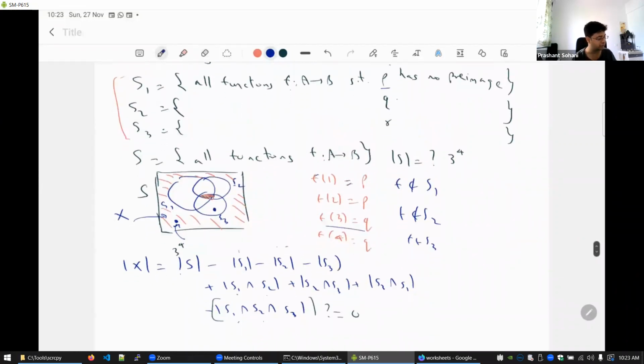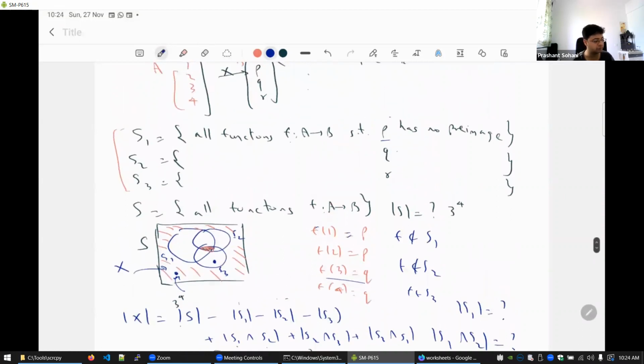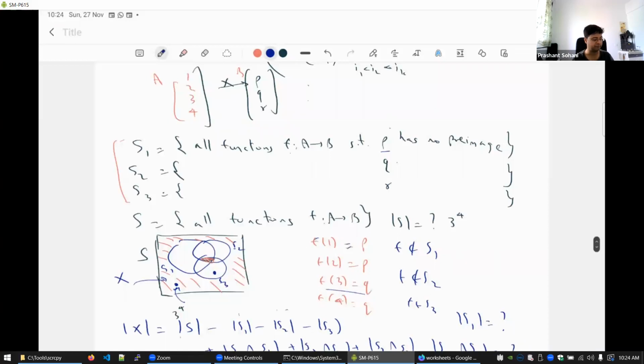Okay, so now the only thing left is we have to count S1 and count S1 intersection S2. Let us first try to count S1. S1 means the only condition on the function is that we should not use the point P. So how many elements will S1 have? Q or R. But how many functions will be there in S1 which satisfy that condition?